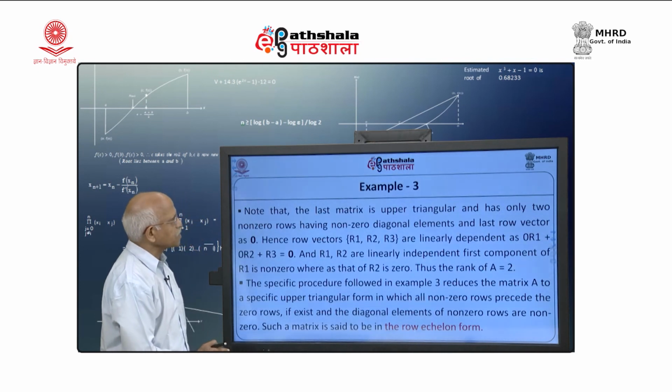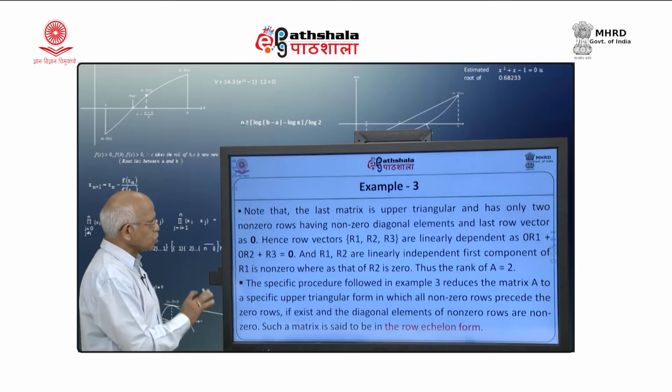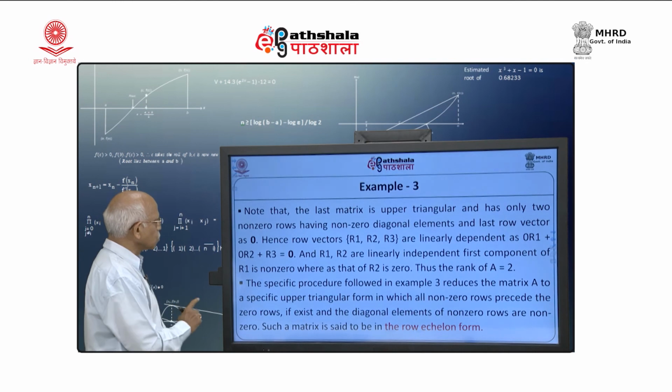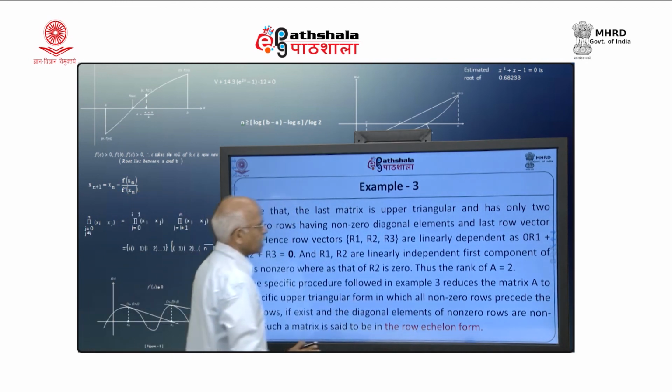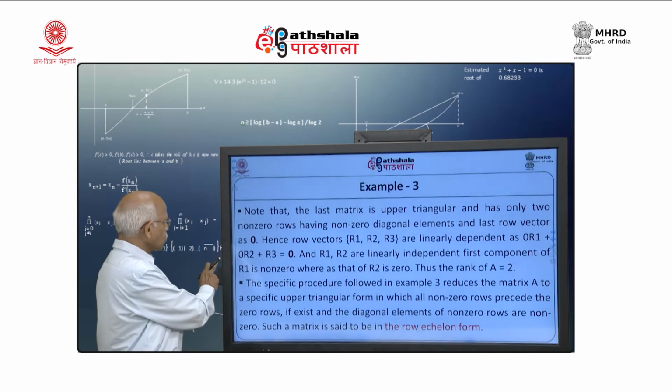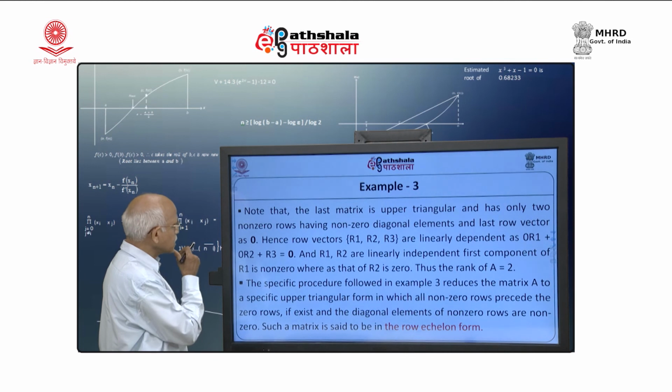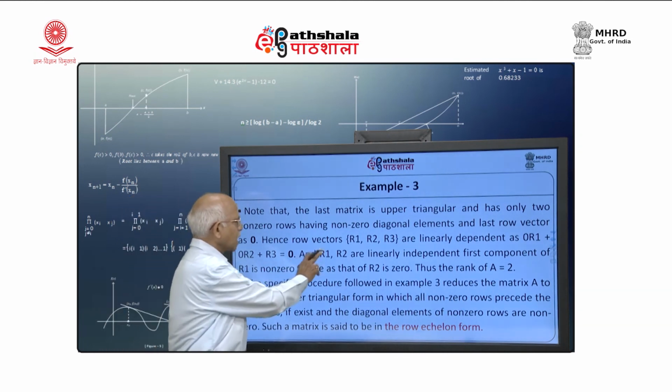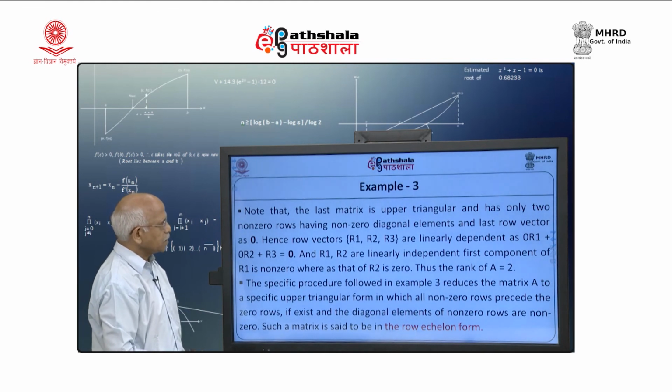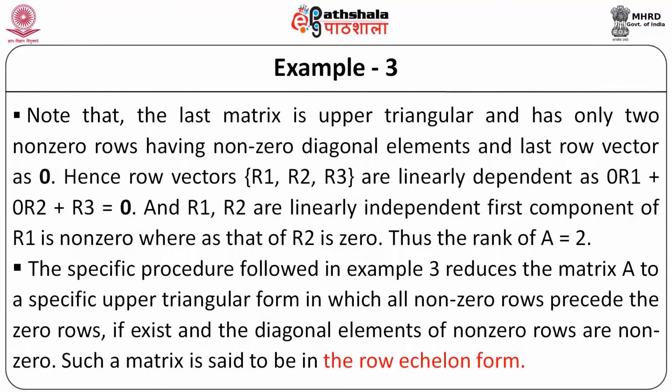Note that the last matrix is an upper triangular matrix and has only 2 non-zero rows having non-zero diagonal elements and the last row vector as 0. Hence, row vectors R 1, R 2, R 3 are linearly dependent as 0 times R 1 plus 0 times R 2 plus R 3 is equal to 0, and therefore, R 1, R 2 are linearly independent. First component of R 1 is non-zero, whereas the second component of R 2 is 0, and thus rank of A is equal to 2.